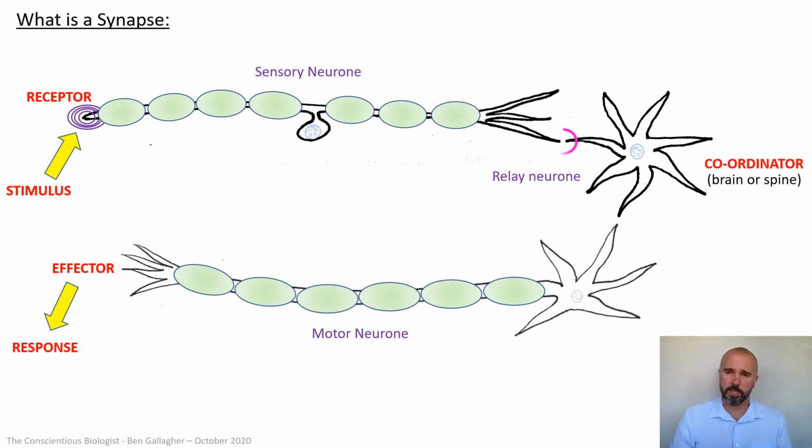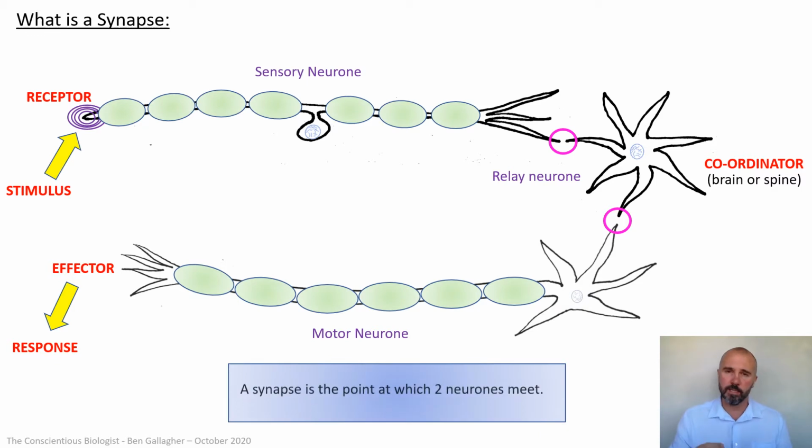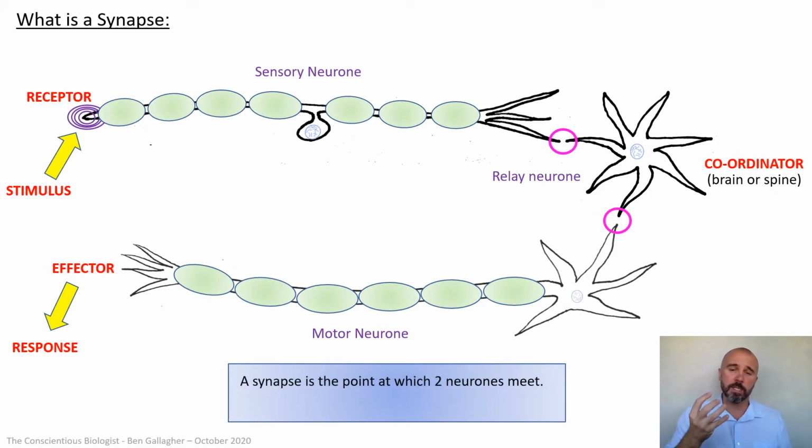Now the synapses are these little gaps that we've said the signal needs to jump across. Now it can't just be a little sort of zapping like a bolt of lightning jumping across that gap. It's a little bit more complicated than that, and that's what we're going to look at in this video, because a synapse is the point at which two neurons meet and the message has to cross that gap. So let's look at how that happens.